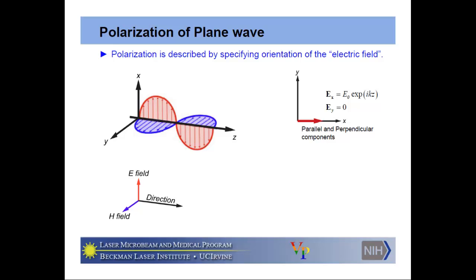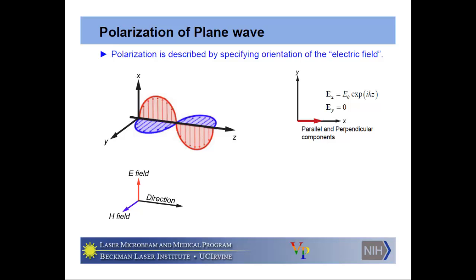So depending on the incident plane, we define the parallel and perpendicular components. In this case, if we consider xz as our incident plane, then this electric field is parallel to that plane, the xz plane. But if our incident plane is the yz plane, then this electric field is perpendicular. So that's how we get the parallel and perpendicular components in polarization. Here we are looking like this, but someone can look at it like that, but the wave is still propagating vertically.